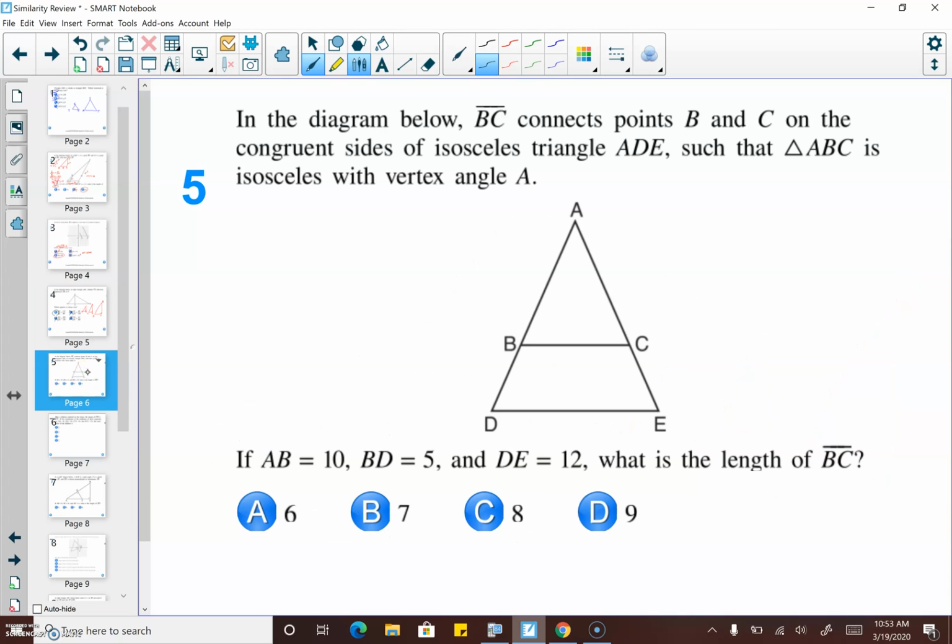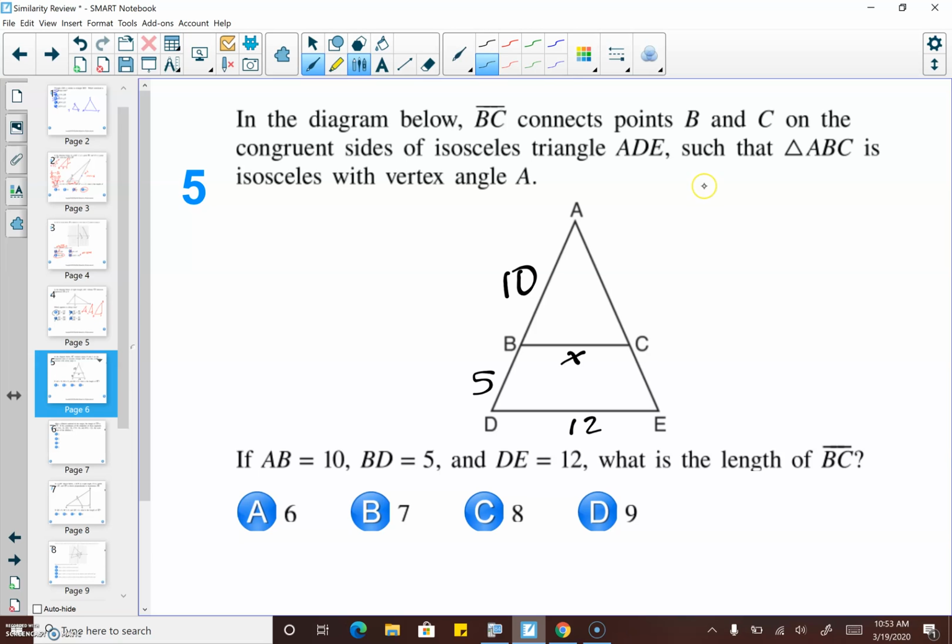And number 5, in the diagram below, BC connects points B and C on congruent sides of an isosceles triangle ADE, such that ABC is isosceles with vertex A. If AB is 10, BD is 5, and DE is 12, what's the length of BC? So this tells us a couple different things that may or may not be important.